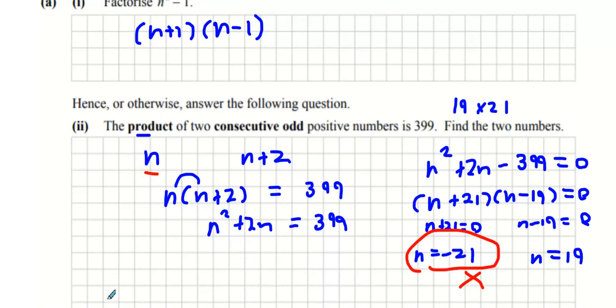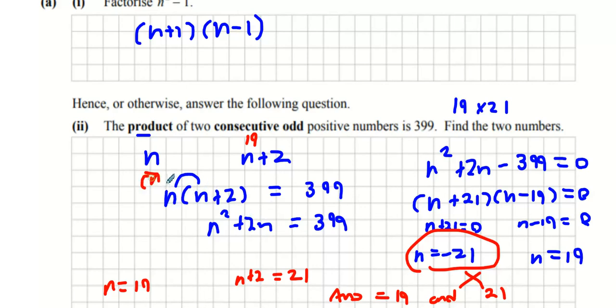So if n equals 19, n plus 2 equals 21. So the answers are 19 and 21 still. Instead of using n and n plus 2, you could have also used n plus 1 and n minus 1, because they're a gap of 2 apart. So that would have also worked, but I prefer to start it from scratch.